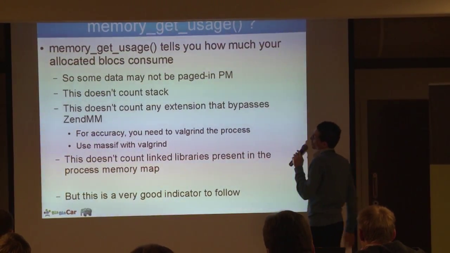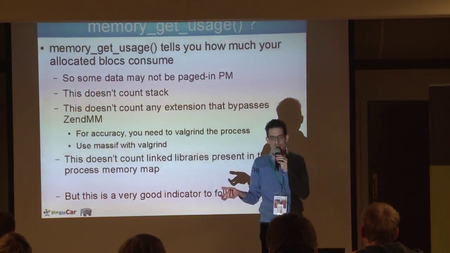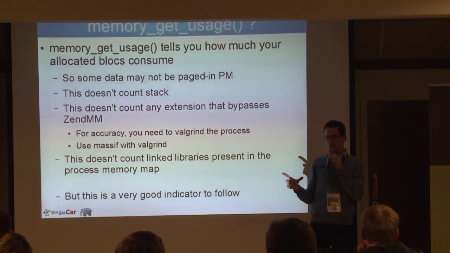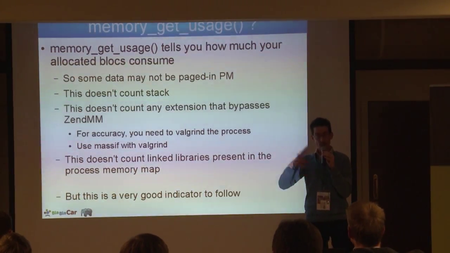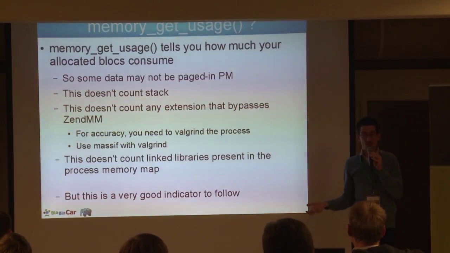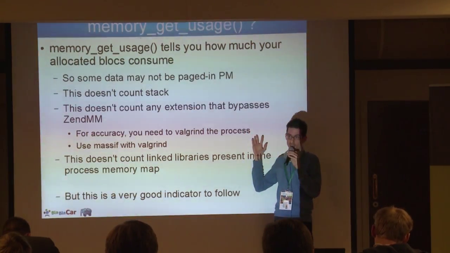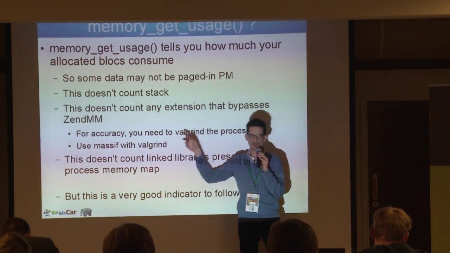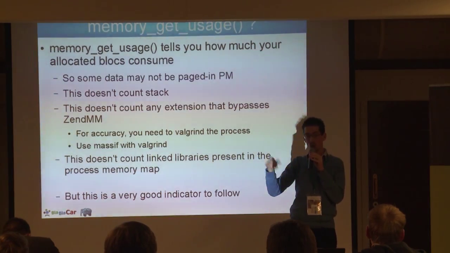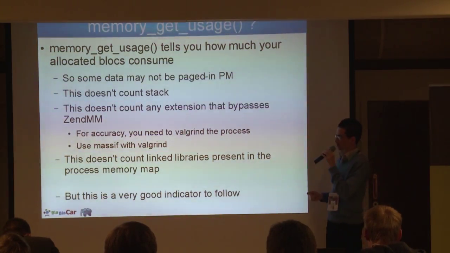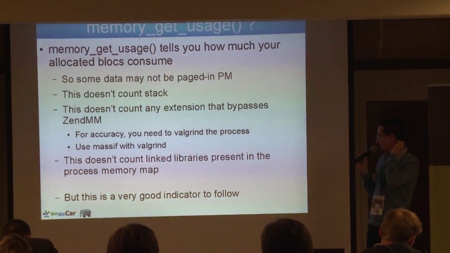And what is tricky about memory_get_usage, it doesn't count stack at all. So when memory_get_usage tells you something like, I'm using 10 megabytes of memory, yes, only for the heap I allocated with malloc, not counting what the kernel has done with that memory. Is it paged in or out? Is it in the swap space? You don't know, okay? For accuracy, you need to run Valgrind on the process, and you have a tool called Massif with Valgrind, which is very interesting, which will tell you for each internal function in PHP how many bytes it allocates on the malloc heap. It goes like something like that, and you have the peak, and you should try it if you don't know it.